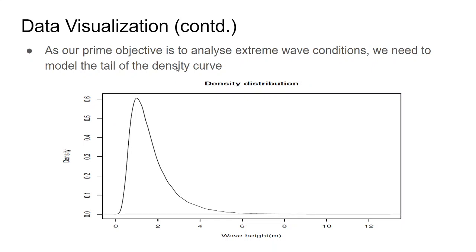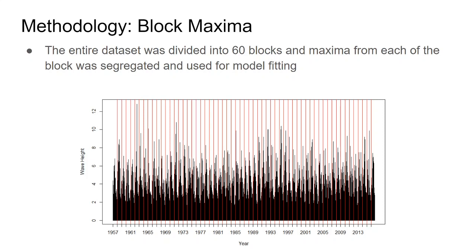So what we did was, we took this data and applied the block maximum approach. We made 60 blocks, corresponding to each year. We divided the data into 60 blocks, and then we picked out the maxima from each of these blocks, and those were segregated for model fitting. We used annual maxima so that we can neglect the effect of seasonality in our data.